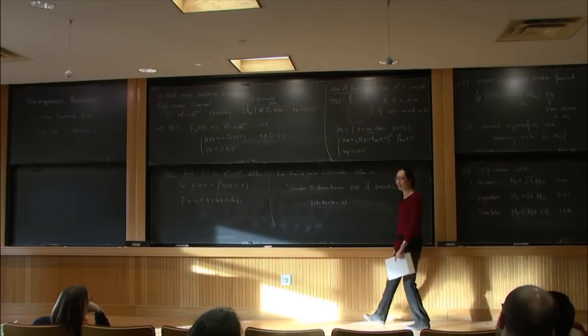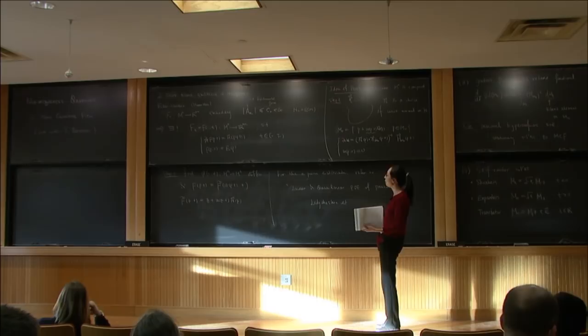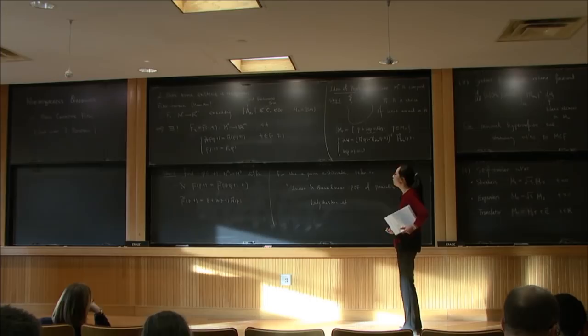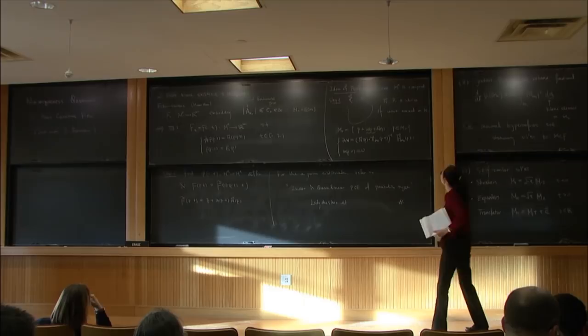So yeah, this basically shows that as long as the second fundamental form of the initial embedding is bounded, then you can always find a solution to mean curvature flow that exists for some small time T_0. Very good. Okay.